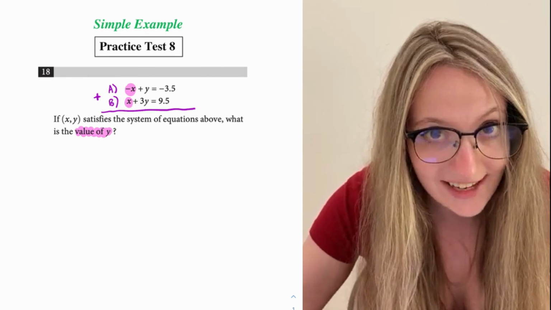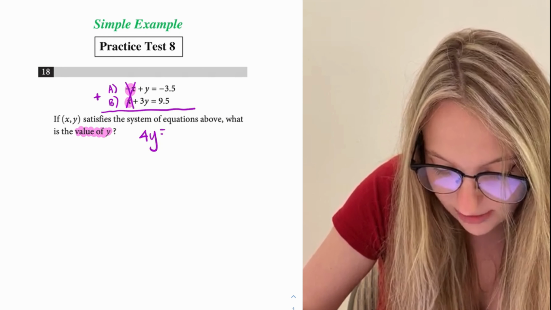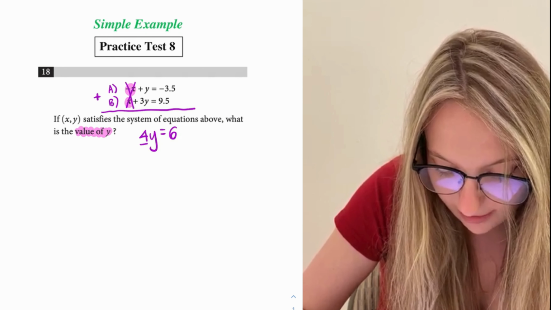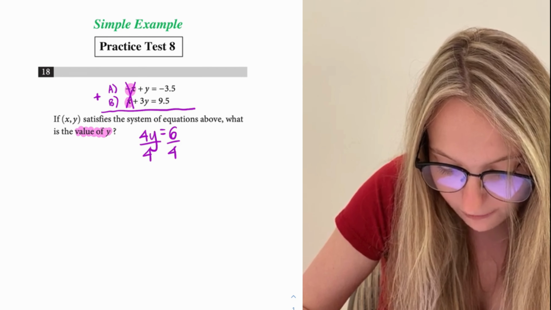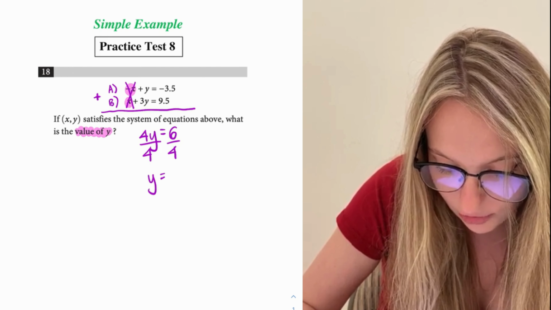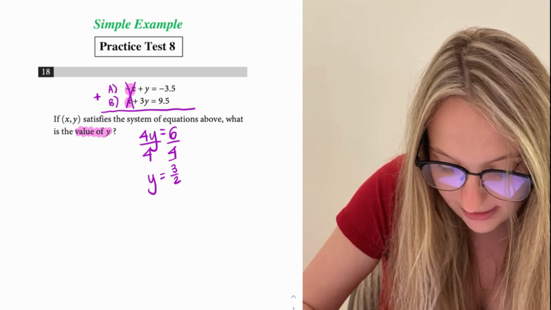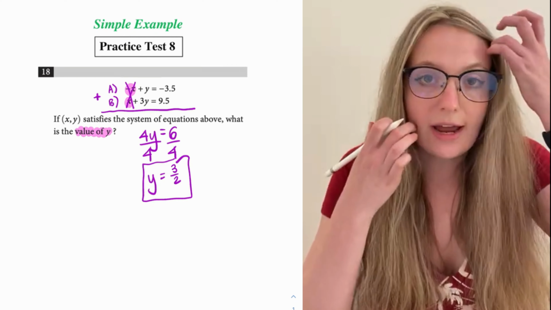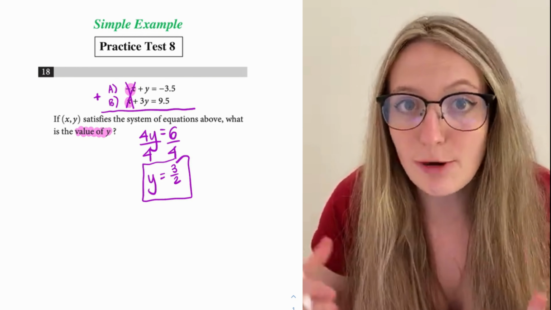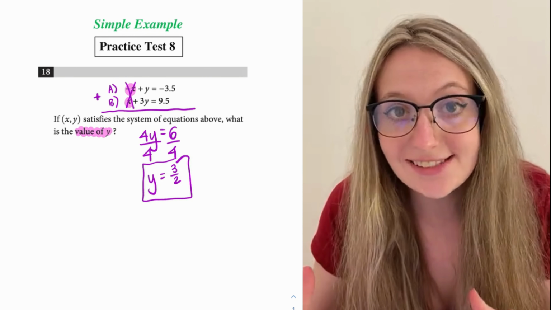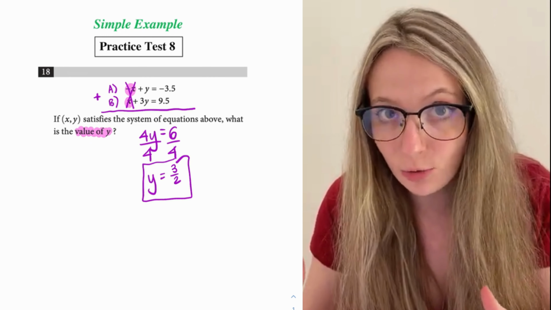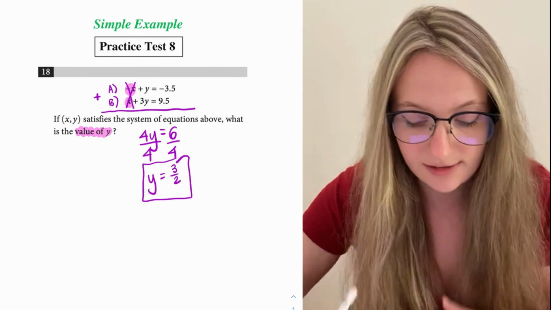Y plus 3y is going to give us 4y, and that's going to be equal to 6. So we'll just divide both sides by 4 and get that y is equal to 3 over 2 as the final answer. Again, we added those together so we could get rid of the x, because we saw that the x had the same value in the 2 equations, but with opposite signs.